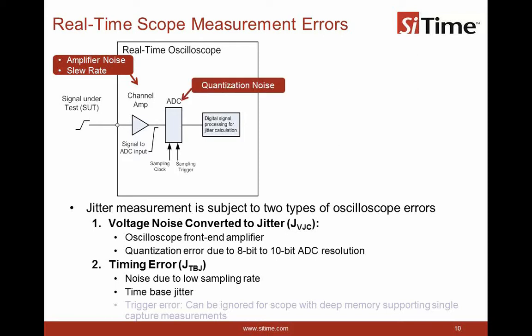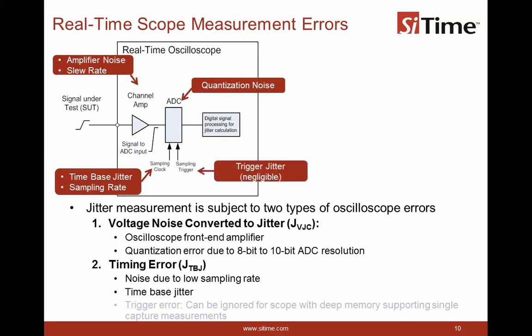The ADC has a quantization noise because it cannot reproduce the signal with infinite precision. There's a time base that is used to clock the ADC, and that time base has its own jitter. This is one of the critical specs of any scope you buy, so it's very important to pay attention to that. There's also a sampling rate associated with that, which needs to be high. And there is trigger jitter. I'm not going to discuss trigger jitter because in most of today's scopes, if you do it right, trigger jitter typically is not a dominant source.